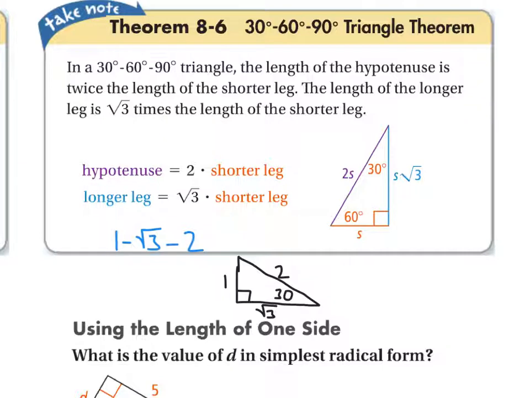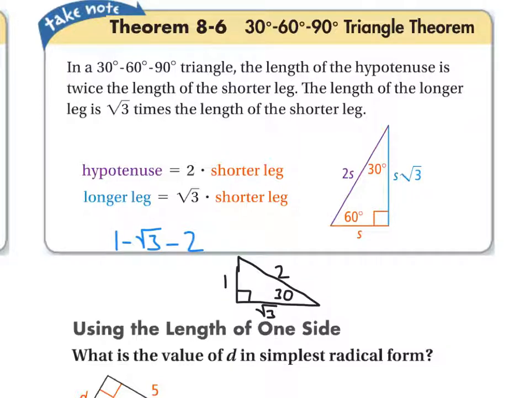Now, I'm going to be 100% honest with you guys. When I memorized this, I memorized it as 1, 2, square root of 3. It rolls off the tongue better. Why? Because we count 1, 2, 3. The issue with memorizing it that way is you have to also remember that the square root of 3 is smaller than 2. 2 is the hypotenuse. 2 is the biggest number in that set.